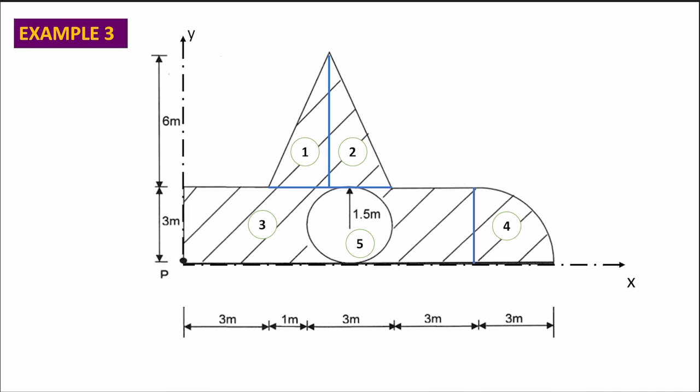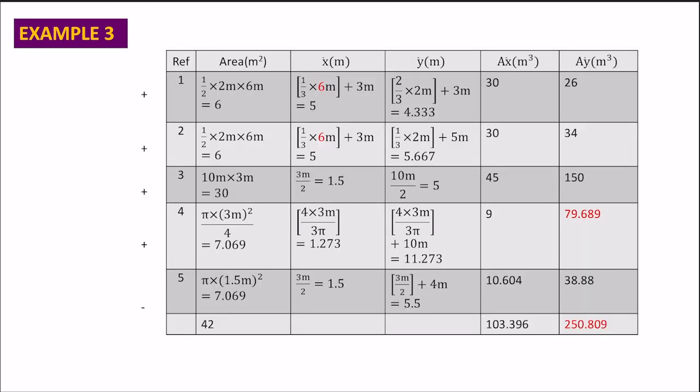So section 1, 2, 3 as the one big rectangle. And the quarter circle as section number 4. And another one is the hollow round section here as number 5. The point P, I put the x-axis and y-axis, supaya senang kita nak dapatkan the distance from the point. So kita pakai axis ni untuk dapatkan the distance from the centroid. As per example 1 and 2, we're going to do the table to get the centroid.